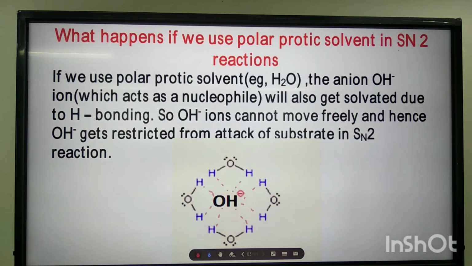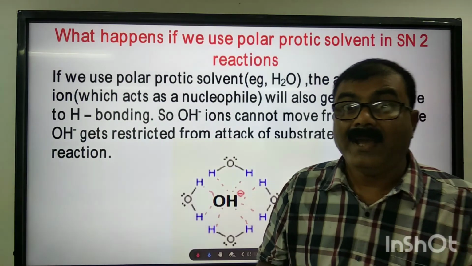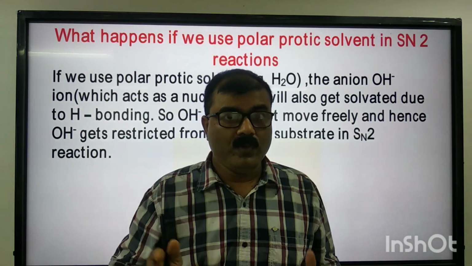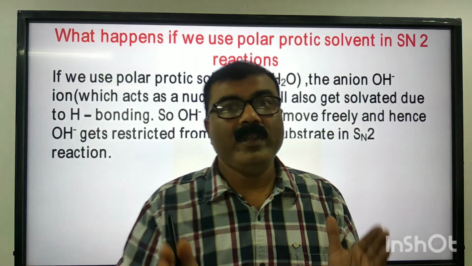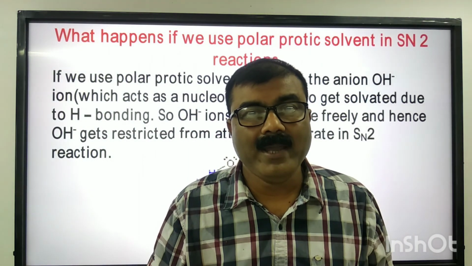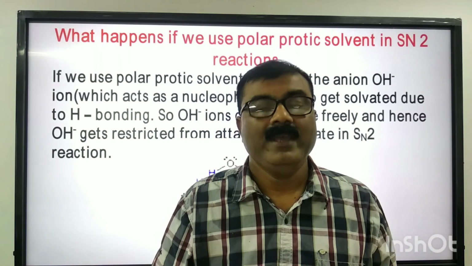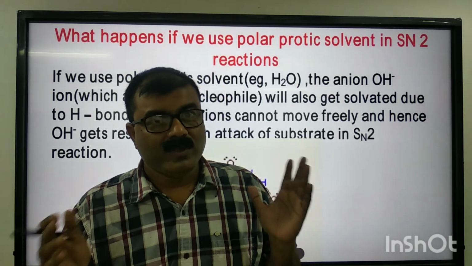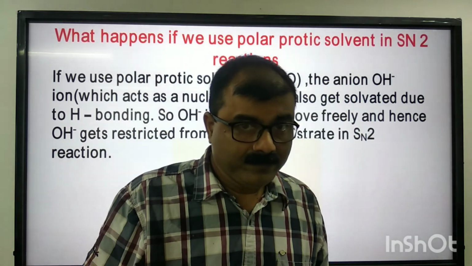That is the reason polar protic solvent is not used in SN2 reactions. It will not favor them. SN2 reactions are always favored by polar aprotic solvents. Is it clear, my dear students? So always remember, SN2 reactions are favored by polar aprotic solvent and SN1 reactions are favored by polar protic solvent, and this was the reason. Clear? Alright.